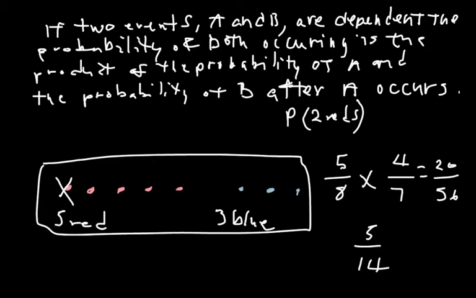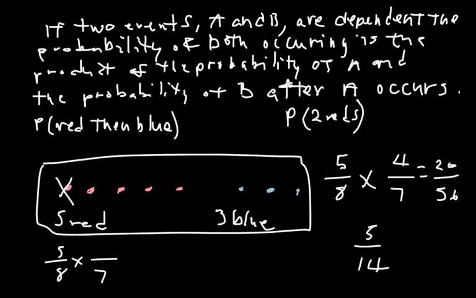If we wanted to know the probability of red, then blue: the probability of getting red would still be 5/8, and there's a red gone. Then there are still 7 marbles left, but 3 of them are blue, so 3 of them are favorable, and our probability would be 15 out of 56. I'm not sure you can read that, 15 out of 56. Okay, so what happens in the second probability is numerically determined by what happened the first time.